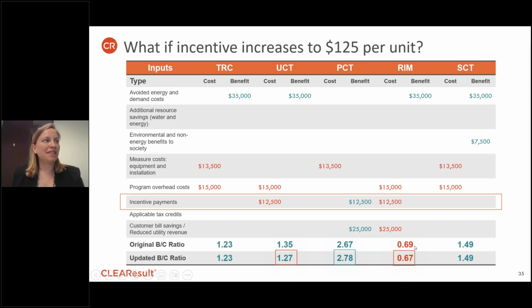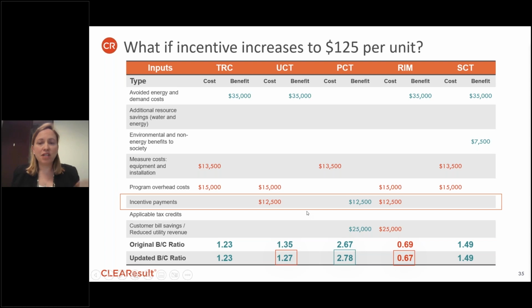The RIM test, you also see a slight decline there. This one was already in the red. It's going to stay in the red with that increased cost. But when you're thinking about it from the perspective of the participant, the incentive payment is considered a benefit. So that's going to increase the benefit cost ratio here because there's an increase on the benefit side of the equation. So you'll see that one move from 2.67 to 2.78.